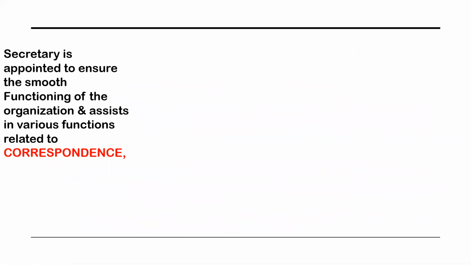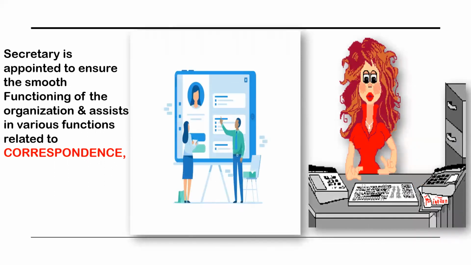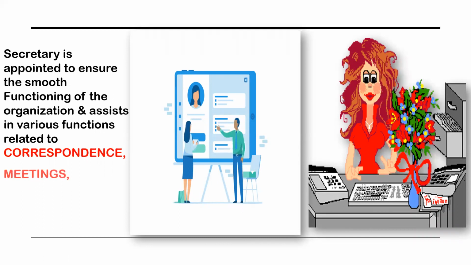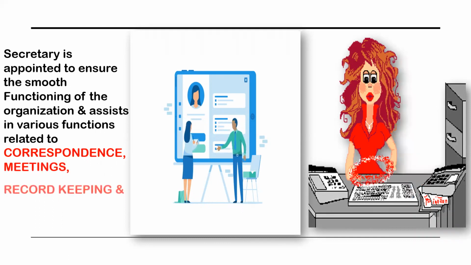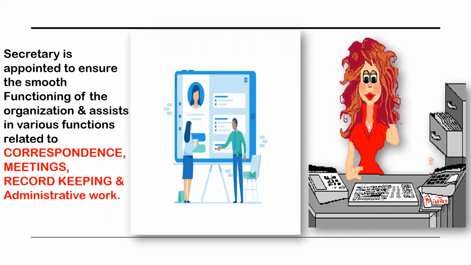So basically, class, to sum up in short, secretary is appointed to ensure the smooth functioning of the organization and assist in various functions related to correspondence, जैसे मैंने बोला letter writing, meetings, जैसे हमने देखा SP के अंदर क्या क्या topics आते हैं, record keeping, and do all the administrative work.